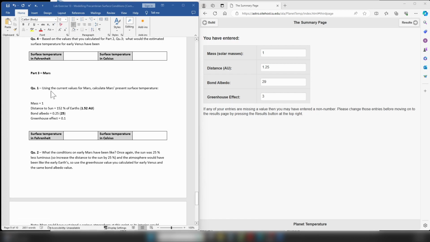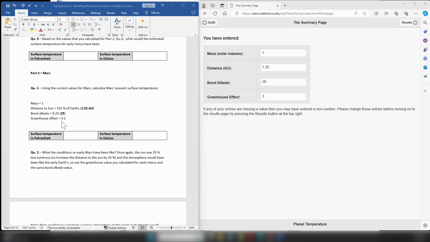So once again, for question 1 of part 3, you have been given information about the conditions on Mars in the present day. So solar mass of 1, distance to the sun is 152% that of the Earth's, so 1.52 AU, that's the number you're going to put into the calculator. Bond albedo is 0.25. So you're going to put 25 into the calculator.